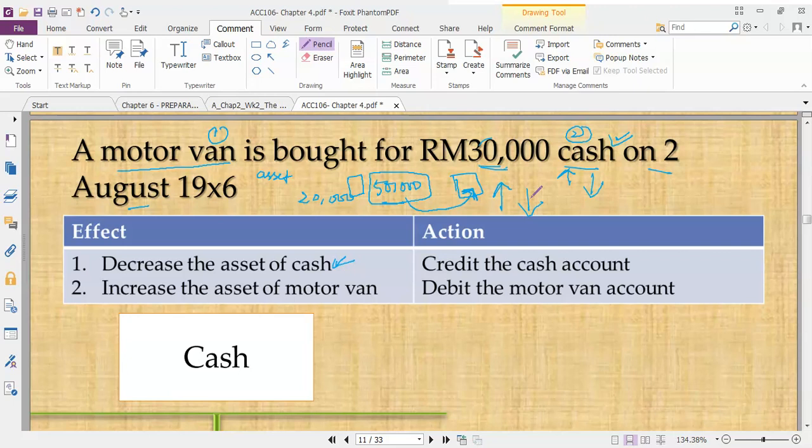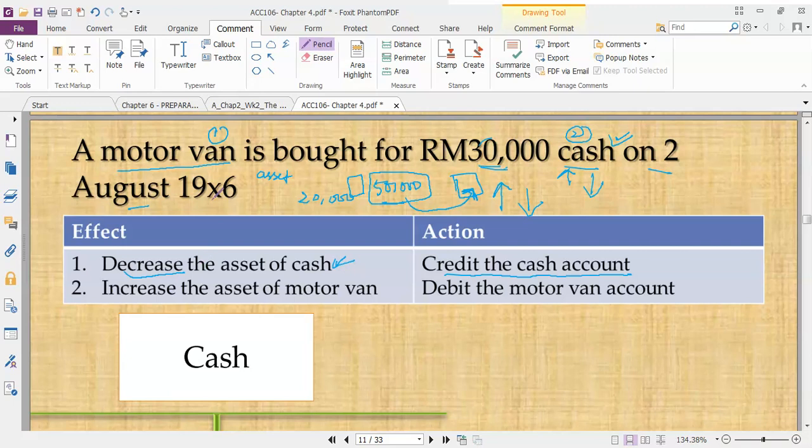So that example applies in the same way in the business, in the transactions of the business. If we buy something, we must let go of our cash. So that's why our cash is decreased. Cash of the business is decreasing, so we must credit the cash account.